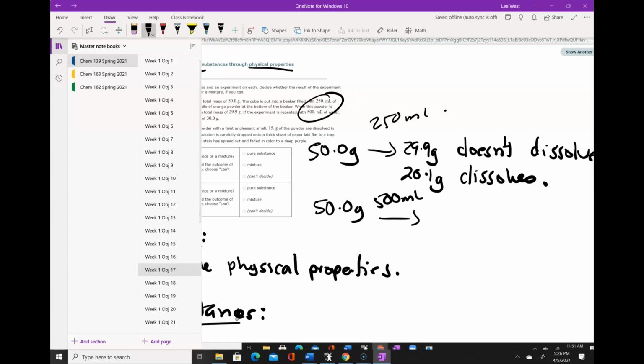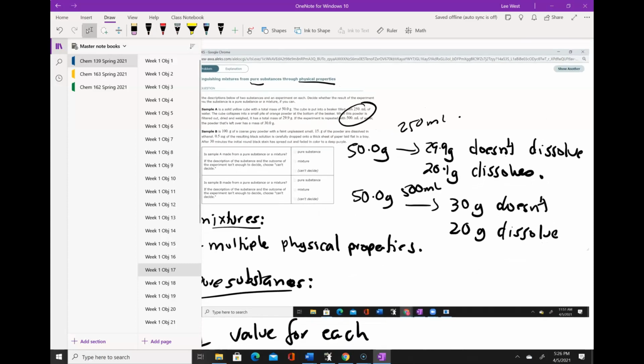And what happens? Sure enough, 30 grams doesn't dissolve, so basically the same as what you got before, and 20 gram does dissolve. Okay, so you basically got the same result. So the question is, is this a mixture of two things where you got 20 grams of something that is soluble in water and 30 grams of something that's not soluble in water? Or alternatively, is it just that in the first case, you just didn't add enough water, and if you added more water, then it all would have dissolved?